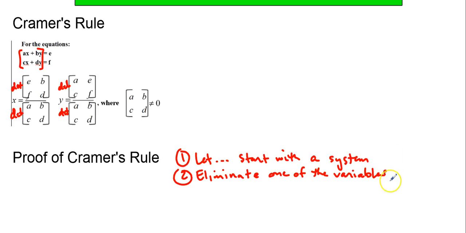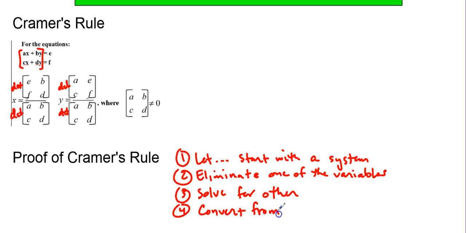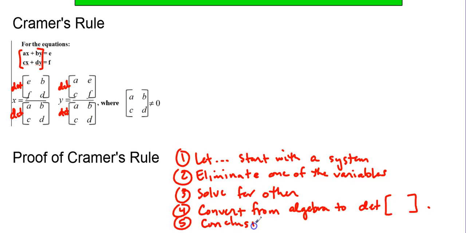Depending on what you're solving for, and solve for the other. So 3 is solve for the other variable, whichever one you didn't eliminate. Number 4, you're going to come up with an expression, and you need to convert that expression from an algebraic expression to a determinant of a matrix. And then 5, as always, need a conclusion. So that's the general overview. Not a bad proof. It's just you got to remember the general process.